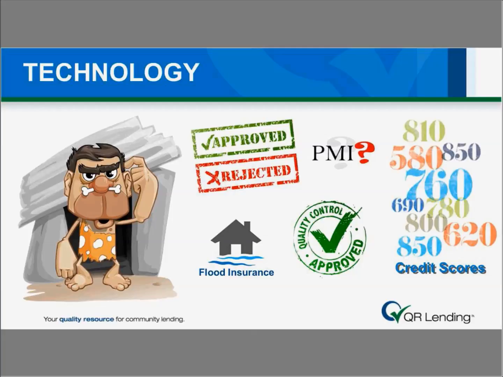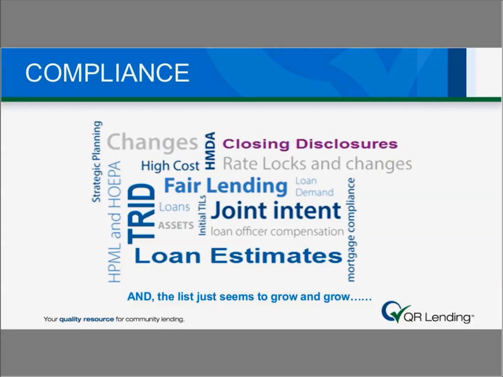The second and equally important tool is compliance. Today, you'll need to be an expert in HPML and HOEPA, rate locks and change of circumstance, HMDA, fair lending, high-cost loans, and the newest change, TRID, and its new Loan Estimate and Closing Disclosure forms. The list just seems to keep growing and growing. The difference now is, if you miss a step in the process, some things can be fixed and some cannot. And violations could put you in jeopardy of penalties, fines, and reputational risks.